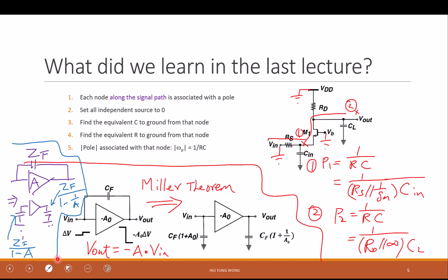If it is an inductor, what is the impedance of an inductor again? SL, or omega L. So I just say Z of inductor divided by 1 minus A, and then Z of inductor is SL, so it's just L divided by 1 minus A. Very good. Good question.